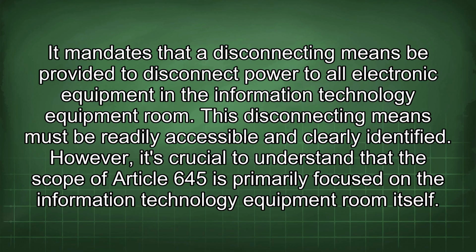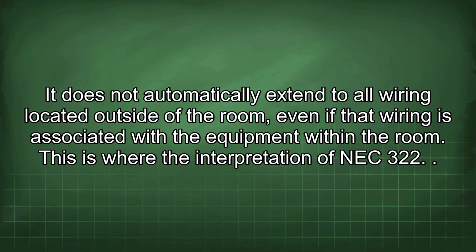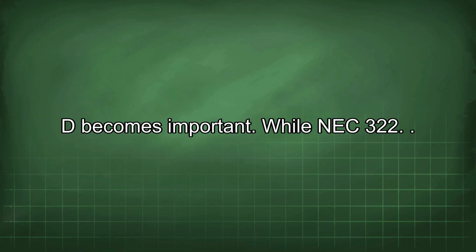However, it's crucial to understand that the scope of Article 645 is primarily focused on the information technology equipment room itself. It does not automatically extend to all wiring located outside of the room, even if that wiring is associated with the equipment within the room. This is where the interpretation of NEC 322.D becomes important.